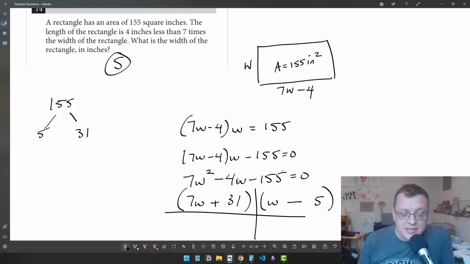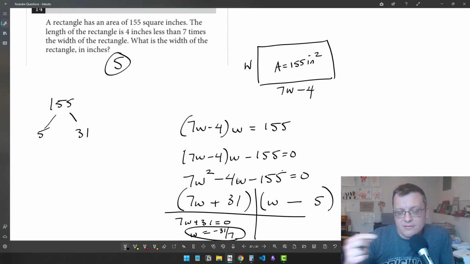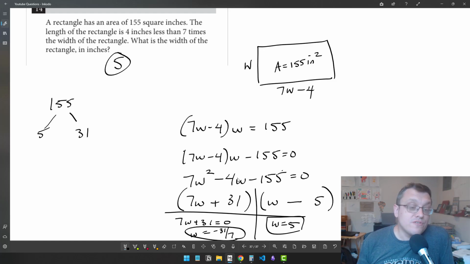Now we can go ahead and separate these out. We can say either this can equal 0, in which case w is negative 31/7. And that's what we had gotten as that negative answer before that we ignored. And then we would get w equals 5 on this side. And so, yep, both ways we get 5.